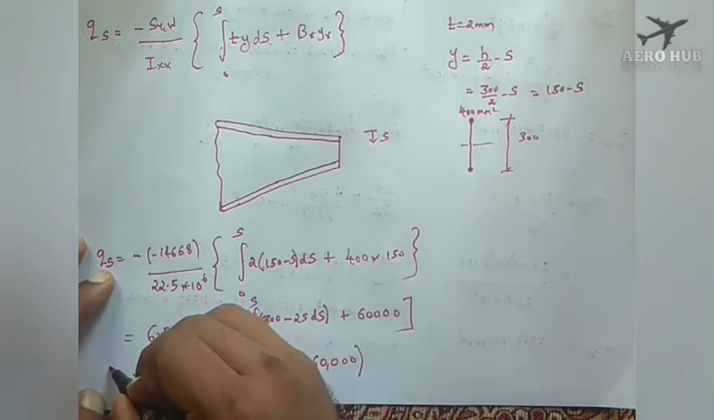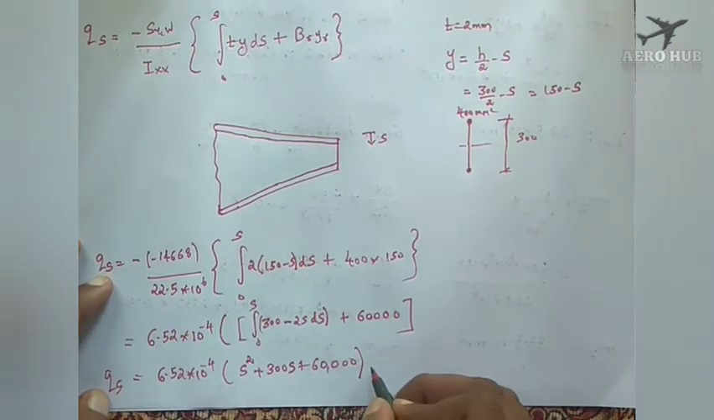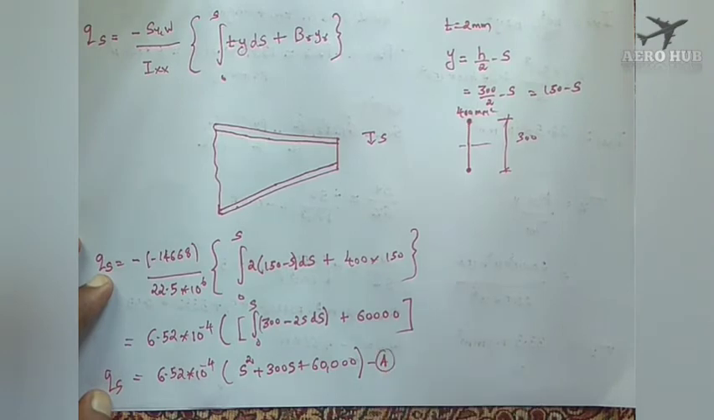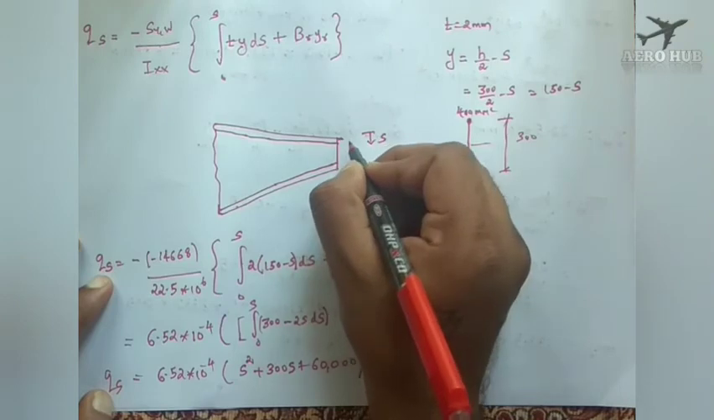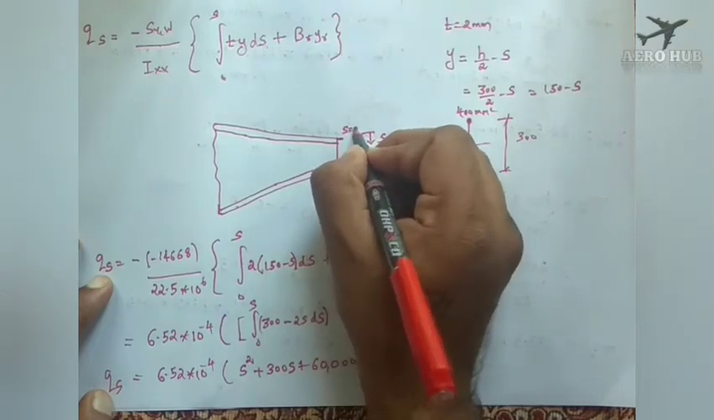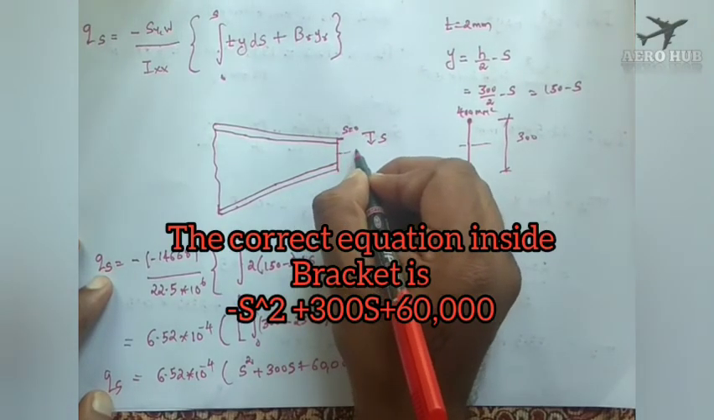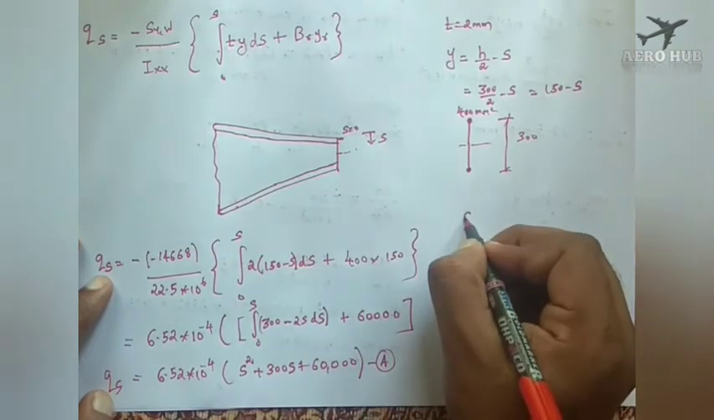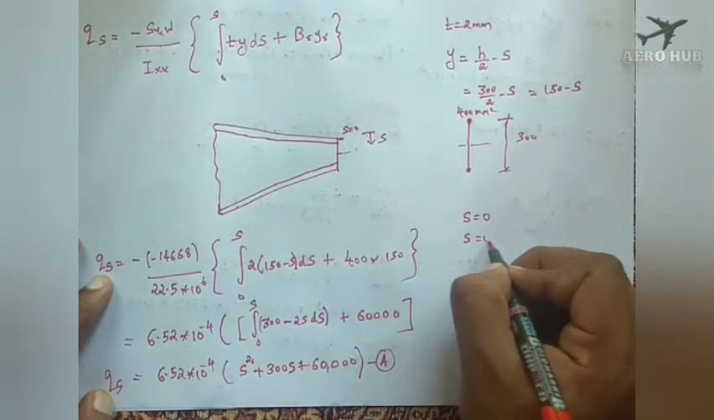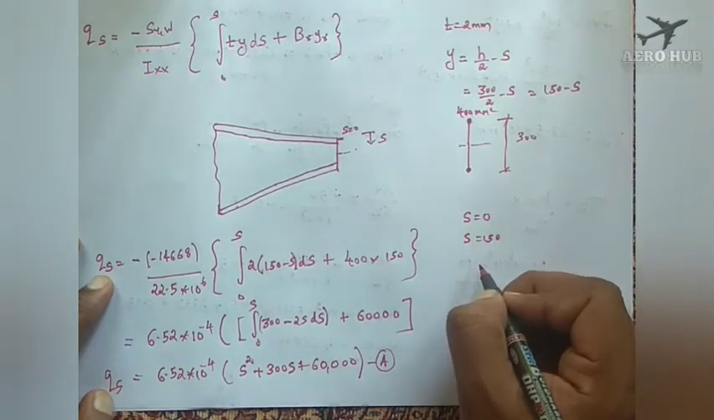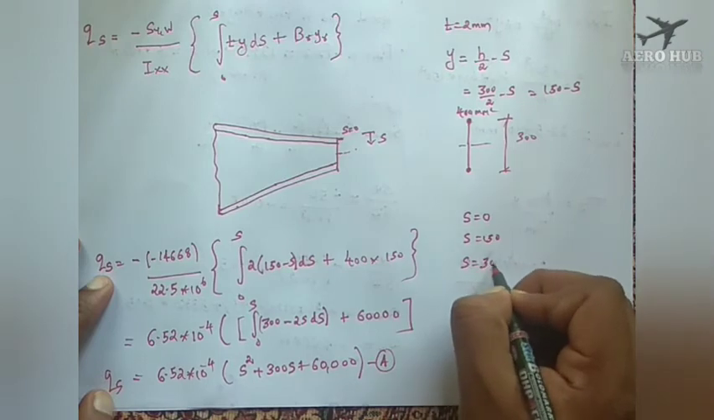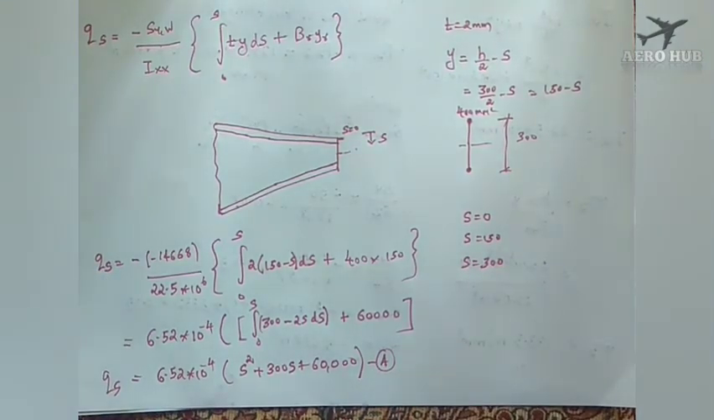Now we got the shear flow equation, call it equation number A. We have to find the shear flow at s equal to 0, s equal to 150, which is the midpoint of the section, and s equal to 300. You should always understand that the shear flow value will be maximum at the midpoint of a section. We have discussed this in the previous lectures.